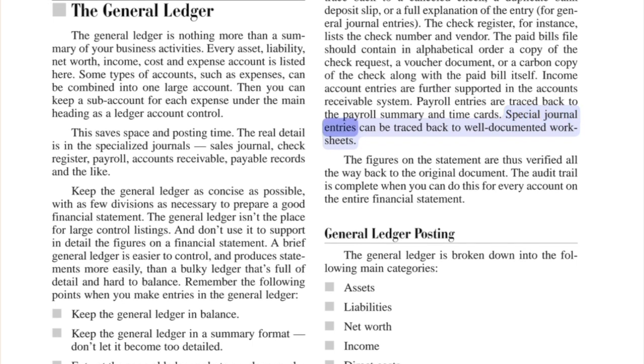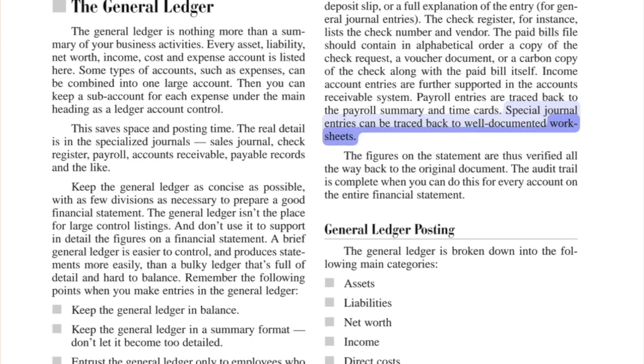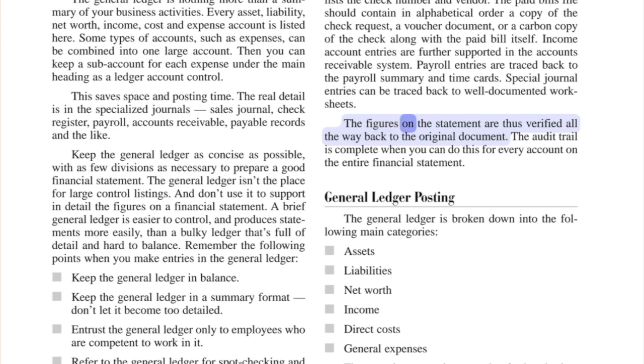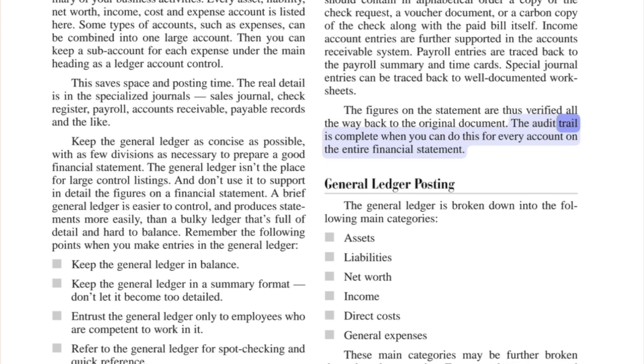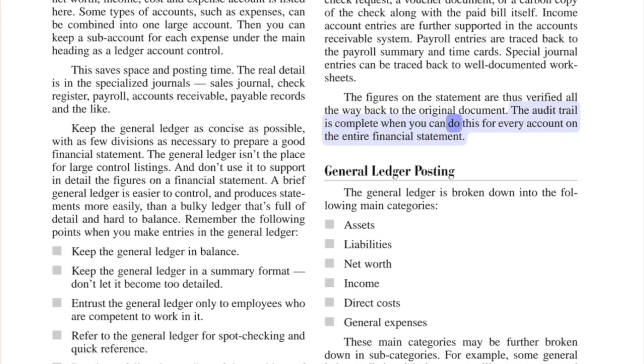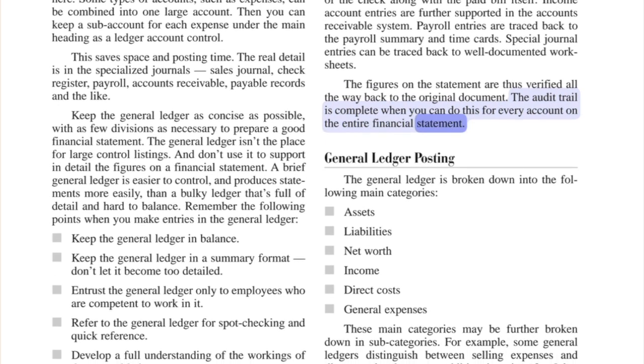Special journal entries can be traced back to well-documented worksheets. The figures on the statement are thus verified all the way back to the original document. The audit trail is complete when you can do this for every account on the entire financial statement.